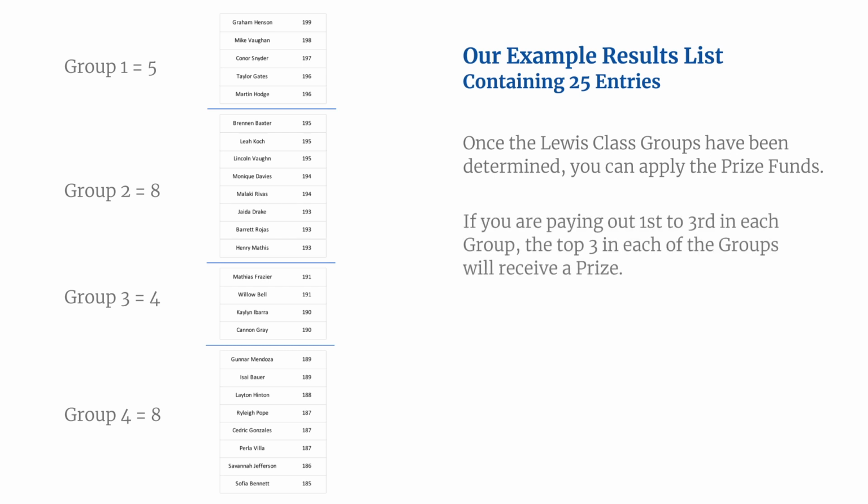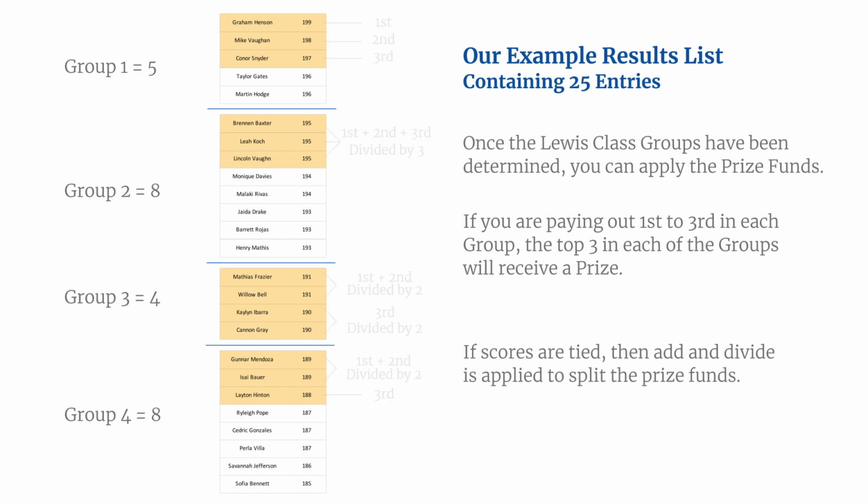For example, if you're paying out first to third in each group, you therefore apply the prizes to each of the 4 groups. If scores are tied, then add and divide is applied to split the prizes between the multiple prize winners.